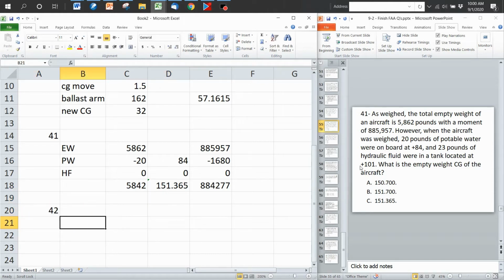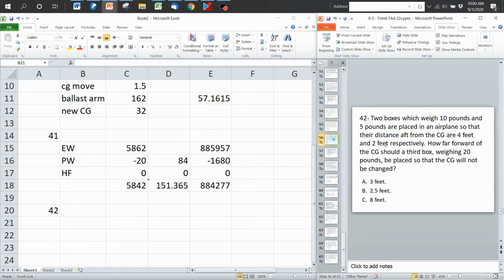All right, in 42, this one's a little weird because it doesn't involve numbers that we're used to. It's the same kind of problem, but no numbers that we're used to. We have 2 boxes that weigh 10 pounds and 5 pounds, and they're placed in the aircraft so that their distance after the CG are 4 feet and 2 feet respectively. How far forward of the CG should a third box weighing 20 pounds be placed so the CG will not be changed? Now, we can do this problem lots of different ways, but let's just go ahead and use this same table that we've been using before.